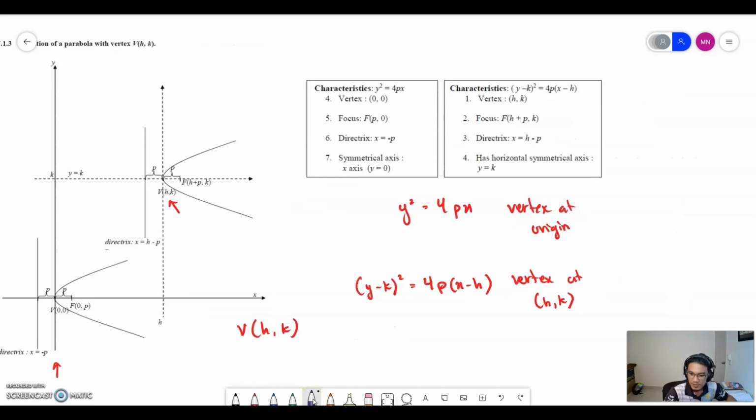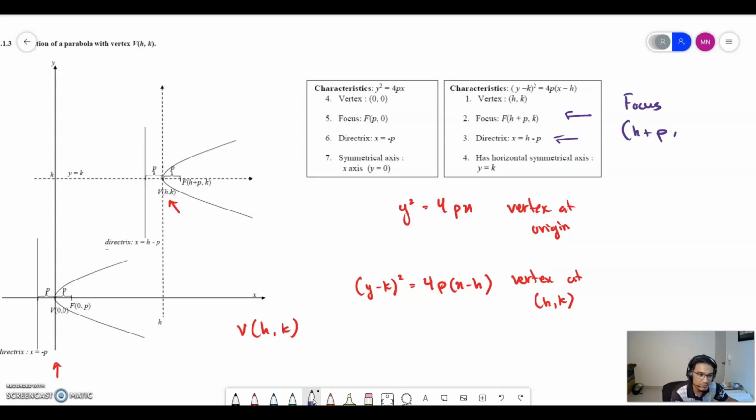Okay, now because of the change in the position of the vertex, it will also affect the position of the focus and directrix. So in this parabola that opens horizontally, we can see that the focus now becomes (h plus p, k).